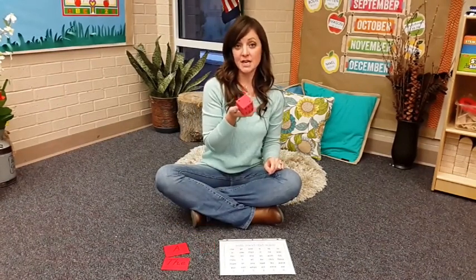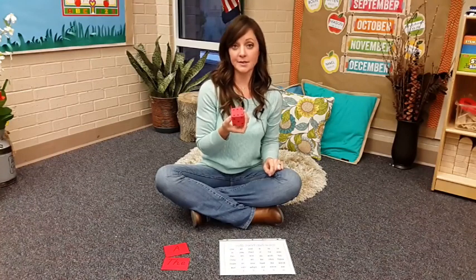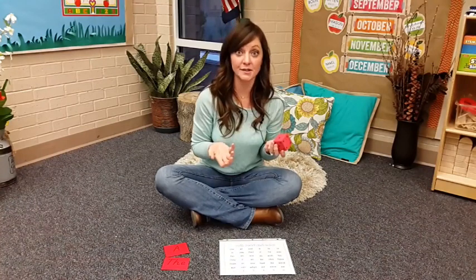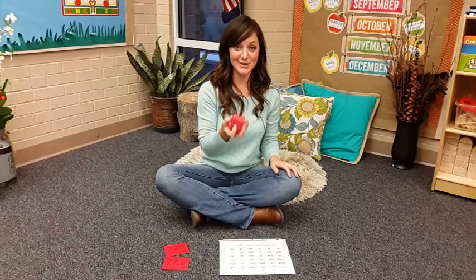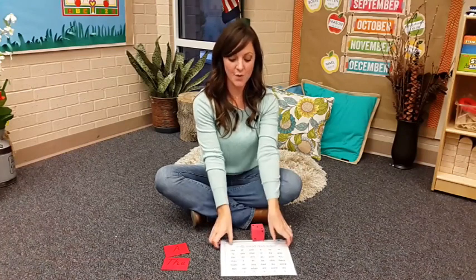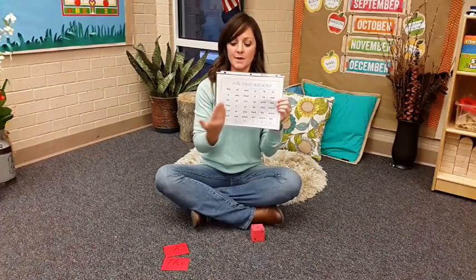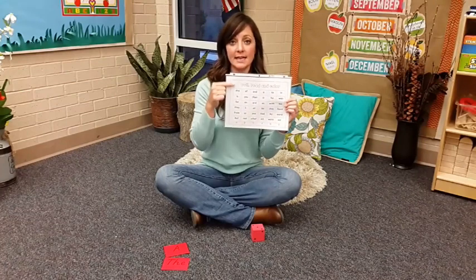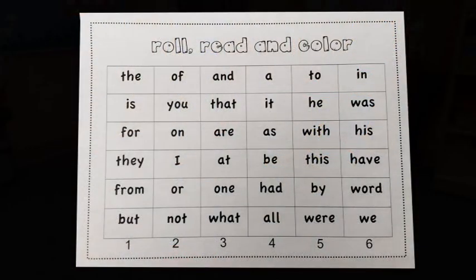I have a simple dice. You can use any kind. My goodness, you could even use a rock and draw the dots on the rock. All they need to do is roll the dice, and I have a form. On my form, there are columns, and then in each of those columns are sight words. Of course, you can manipulate this sheet to whichever sight words you're working on.